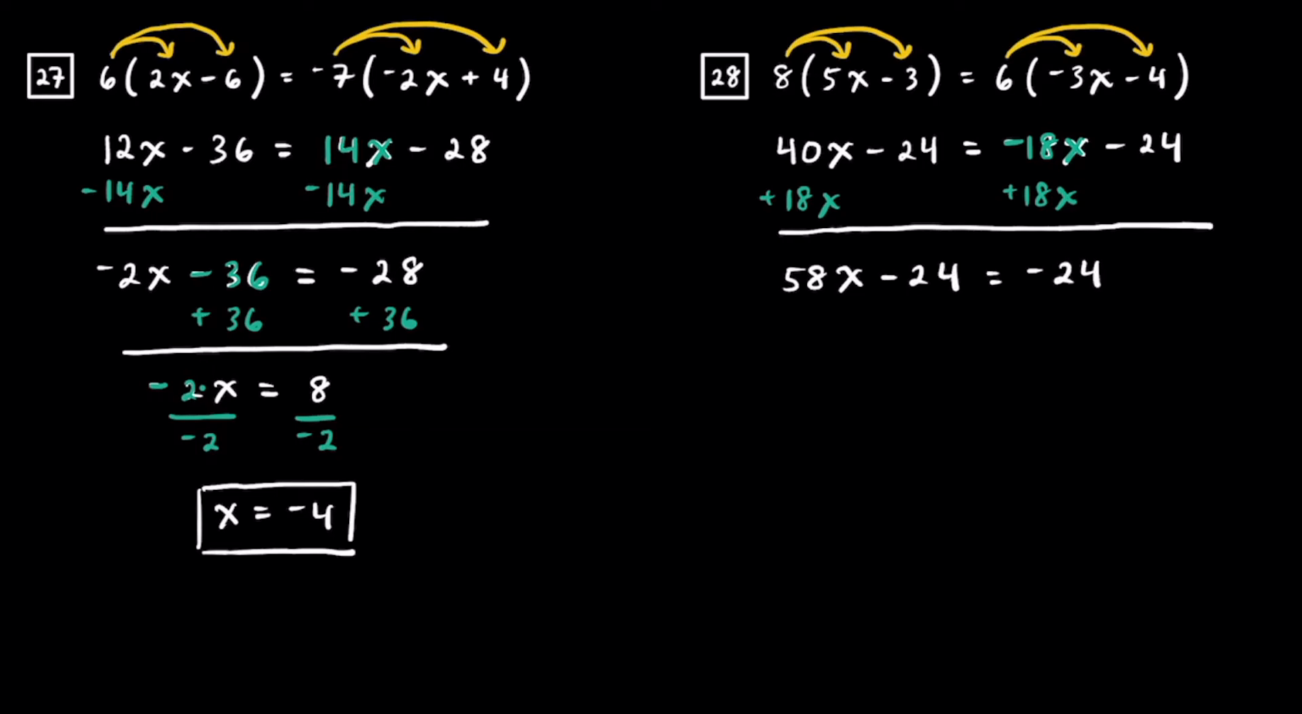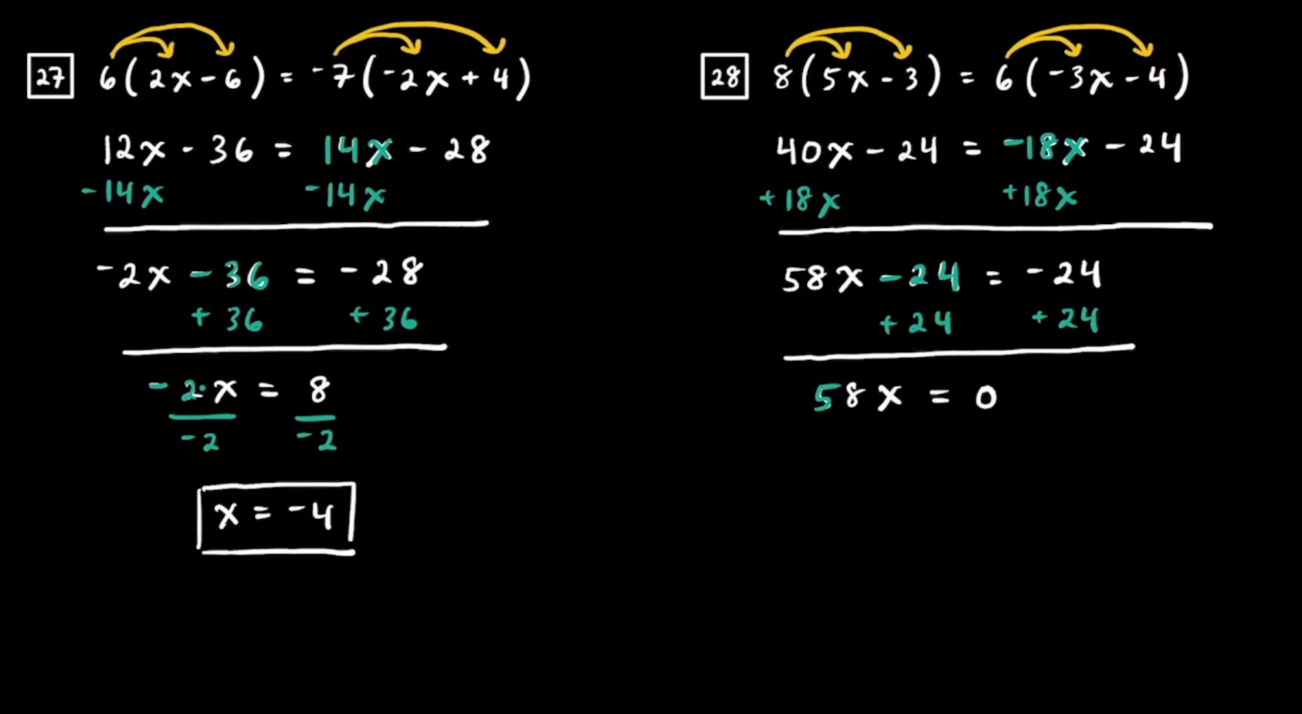Okay, and now we have a two-step equation, so we see this minus 24 on the left. Let's go ahead and add 24. If we do that on the left, we should do it on the right as well. And so we see what's going to happen here. The 58x is still along the left side. The negative 24 and positive 24 actually cancel out on both sides of the equation, so it equals 0. So this is actually a little bit easier for us.